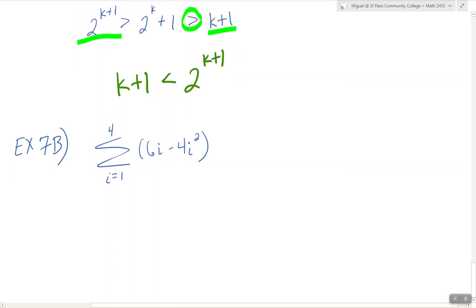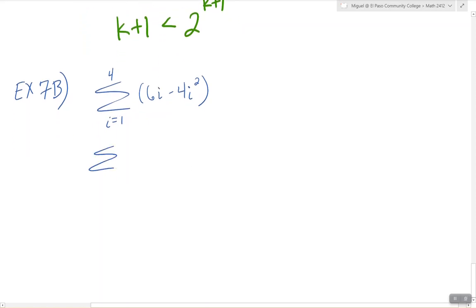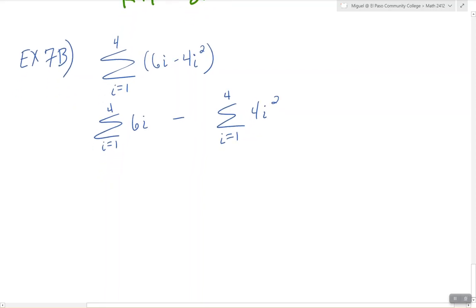So first, let's see how we would break this sum down. In the earlier section, they talked about the properties of sums, these summations, and we can break these up. In this case, I have this expression minus this expression. So I can break this up into 2 sums, one minus the other. The index will stay the same: the summation from 1 to 4 of 6i minus the summation from 1 to 4 of 4i squared, like that.